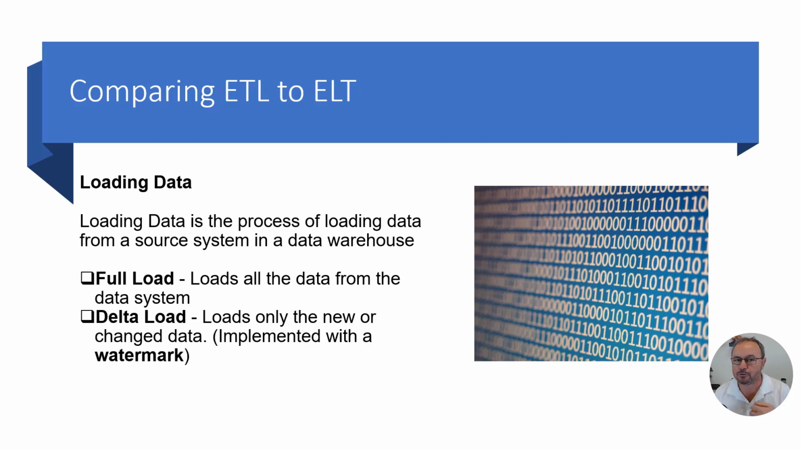Loading data. So there's 2 types of loads when it comes to ETLs and ELTs. We're going to perform what's called a full load. That's where we bring in all of the data from the source. Now, what about if we don't need to have the full data load? Let's say we have 80% of the data and only 20% of the data sets change. Well, then we'd want to perform what's called a delta load. Now, generally, this delta load is going to be implemented via what's called a watermark. So we want to be aware of that for the exam as well.